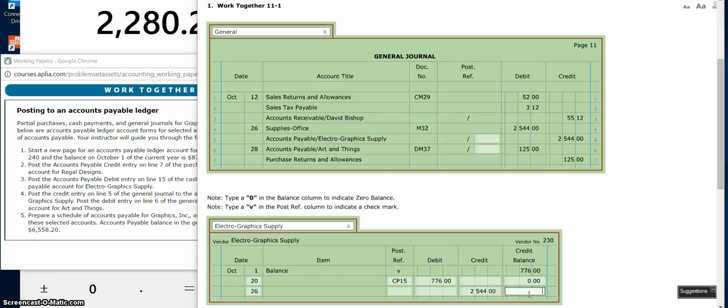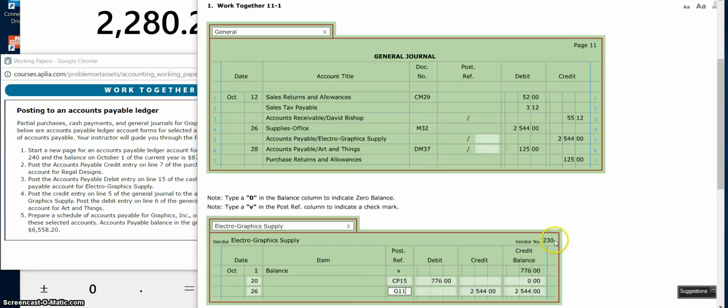So how much do we owe them? Well, we had a 0 balance. Now we have a credit. So 0 plus 2,544 is $2,544. Too many zeros. 2,544. Okay. This came from my general journal, page 11, so I'm going to put G11.